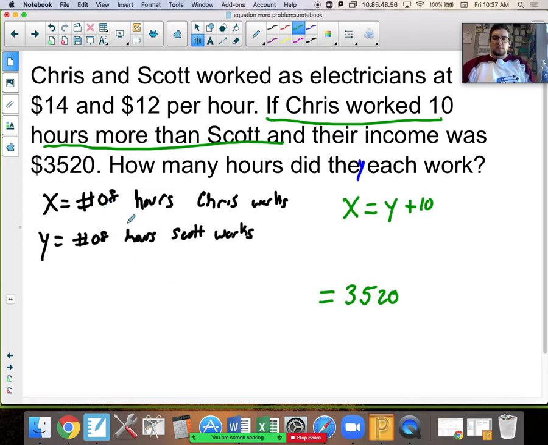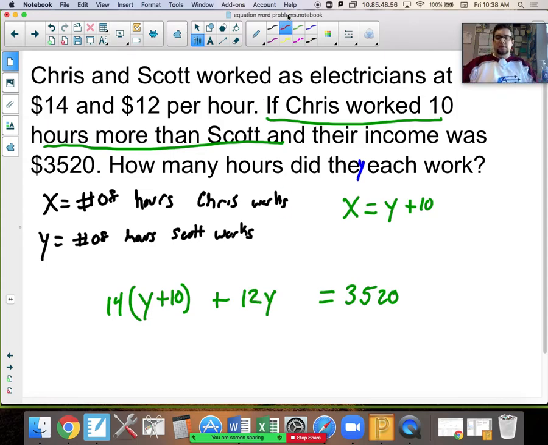We're going to take the number of hours Chris worked, and we're going to replace it with the number of hours Scott worked plus 10, with the hours that Scott worked. Chris makes $14 an hour. Scott makes $12 an hour.